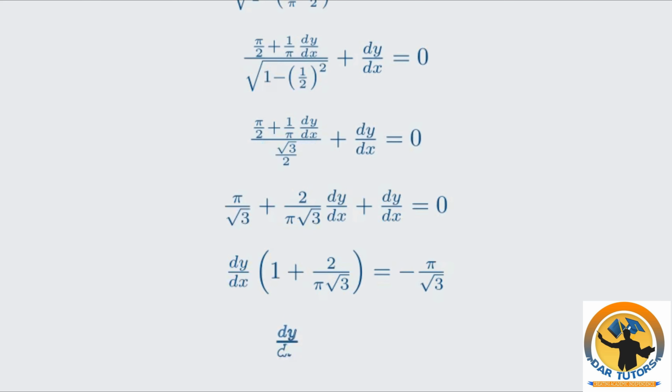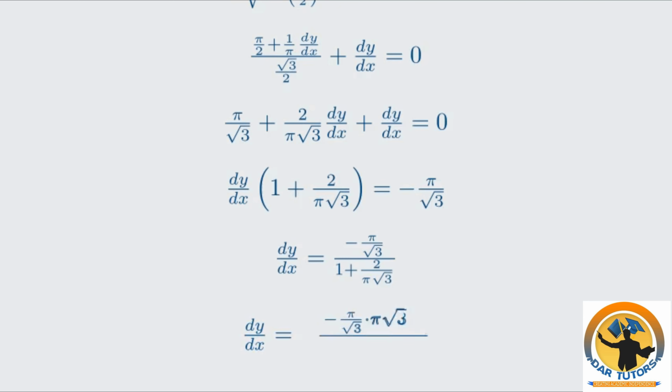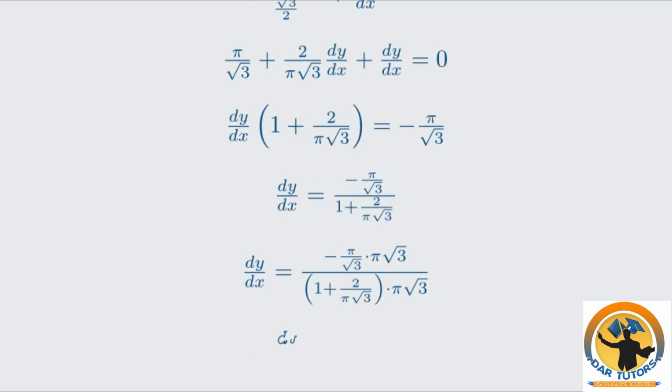Solving for dy/dx, we get negative pi over root 3, all divided by 1 plus 2 over pi root 3. Multiplying the numerator and denominator by pi root 3, we get the exact gradient, negative pi squared over pi root 3 plus 2.